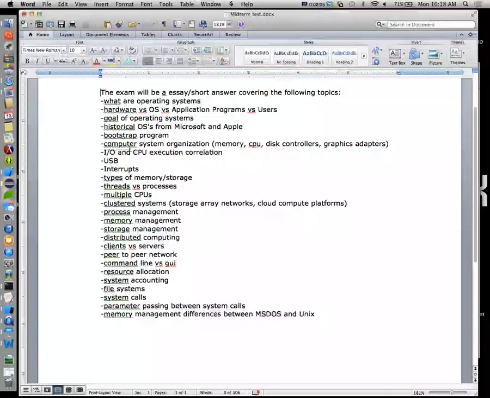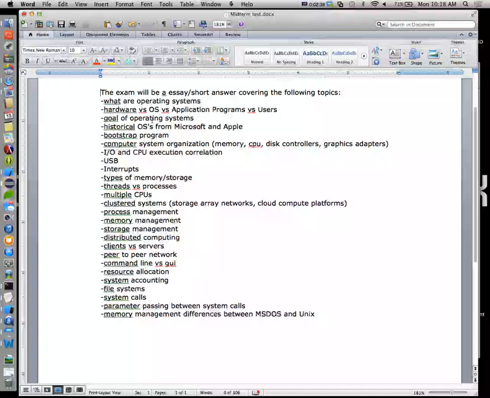So this deals with all the grand level topics that are going to be on the exam. So anything we talk about beyond these, or have talked about beyond these, will not be present on the exam unless I change my mind. So what are operating systems? Hardware versus the operating system versus application programs versus users. So kind of the four constituents, if you will, that belong in the operating system and how those differ from one another.